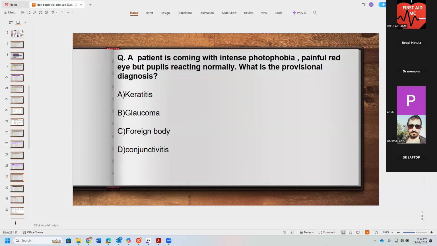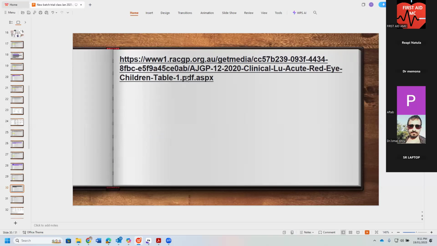Keratitis, your pupils will be affected. And sometimes, if it's quite severe, your vision will be affected as well. In conjunctivitis, pupils and vision are not affected. Foreign body can cause intense photophobia, painful red eye, and vision effects as well. Glaucoma, your pupil will not be reactive to light, and there will be a hazy cornea, dilated pupil, and lethargic response towards the light as well.